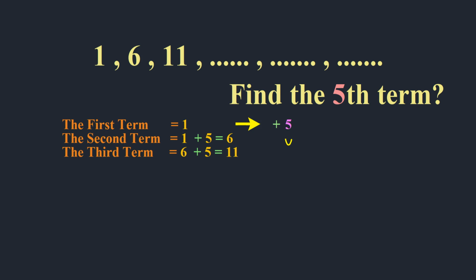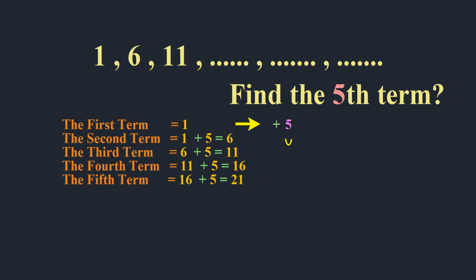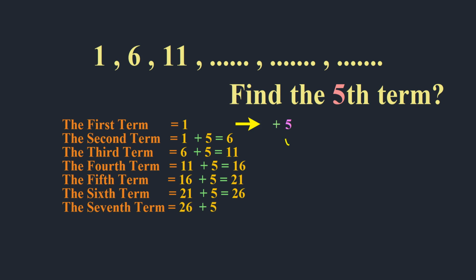We can get the fourth term by adding 5 to the third term. So the fourth term is equal to 11 plus 5, which equals 16, and the fifth term is equal to 16 plus 5, which equals 21. By the same method, we can get the sixth term, which equals 21 plus 5, which equals 26, and the seventh term is equal to 26 plus 5, which equals 31.